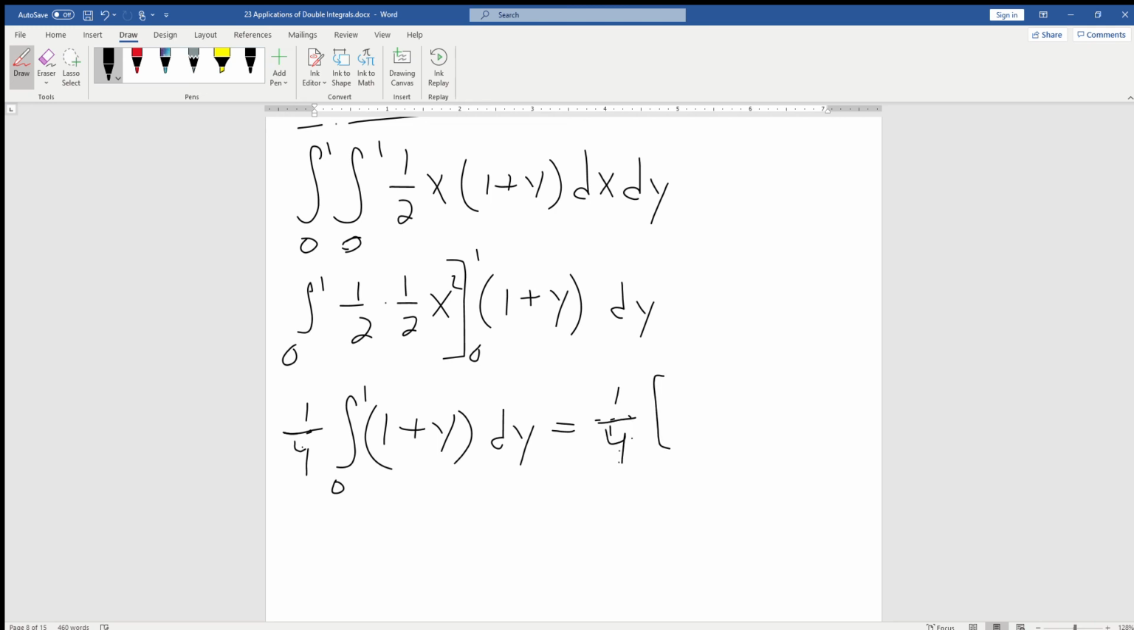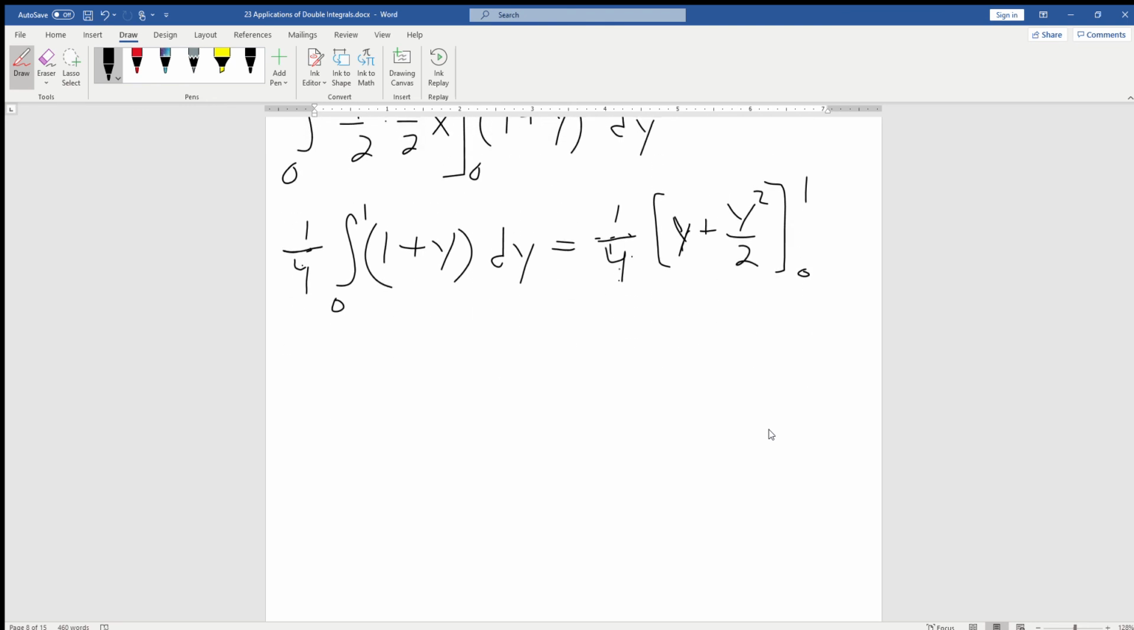We integrate term by term, y plus y squared over 2 from 0 to 1. We substitute 1, we substitute 0 back in. When we substitute 0 back in, it doesn't do anything for us. So we're going to end up with 1/4 of 1 plus a half, and I'm going to verify 3/8 in a moment, but I think that's what we end up with. So we have 3/2 times 1/4, and that should give us 3/8, which it does. Okay, so that's the probability.